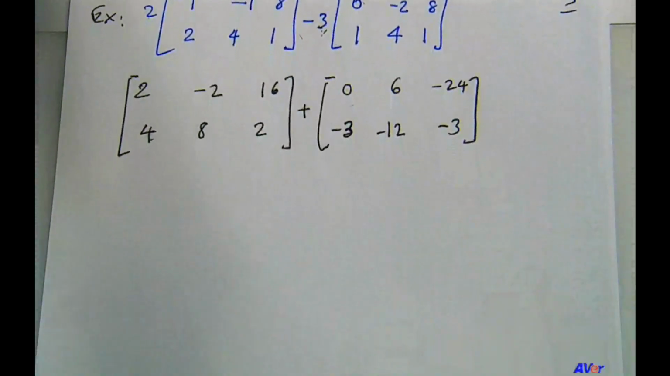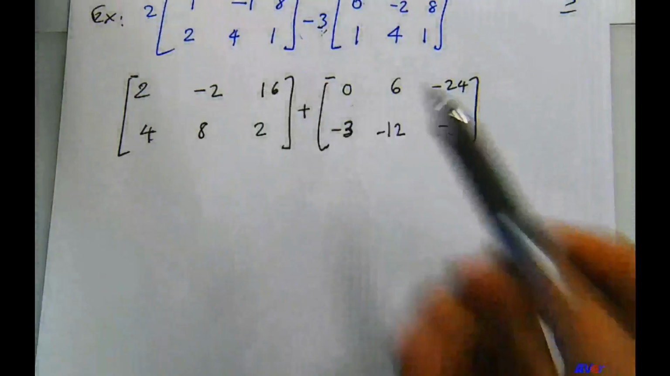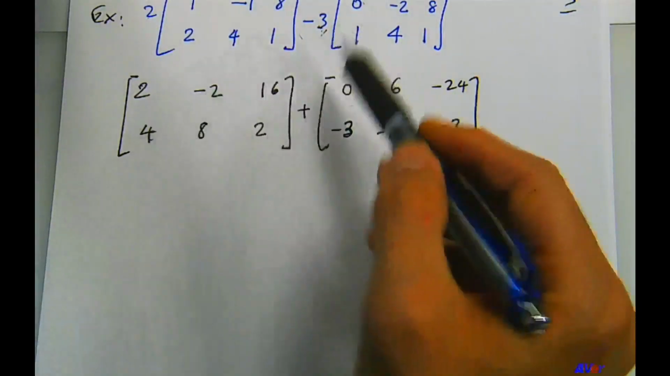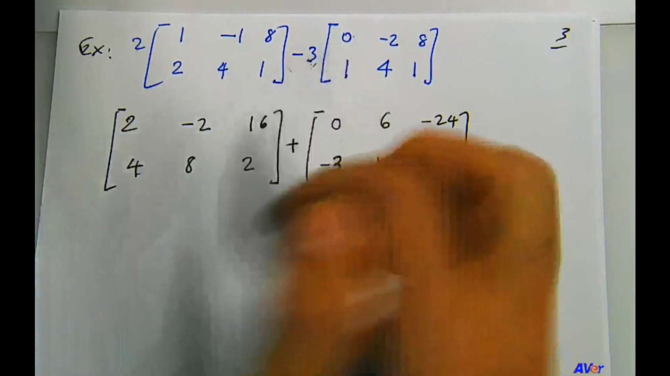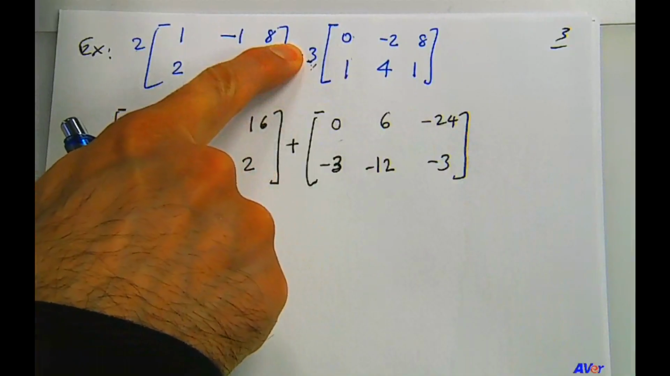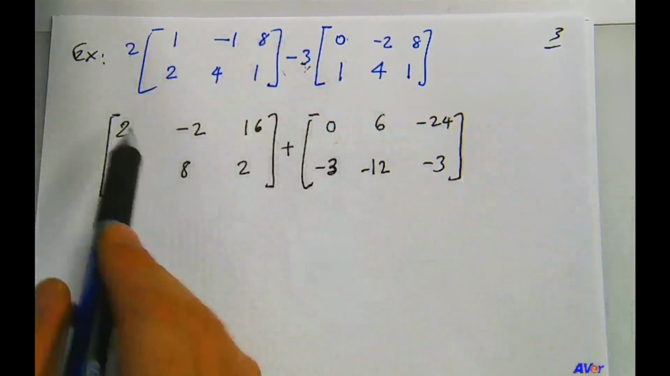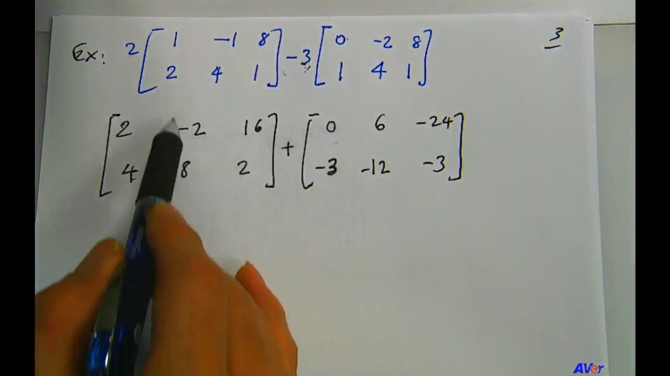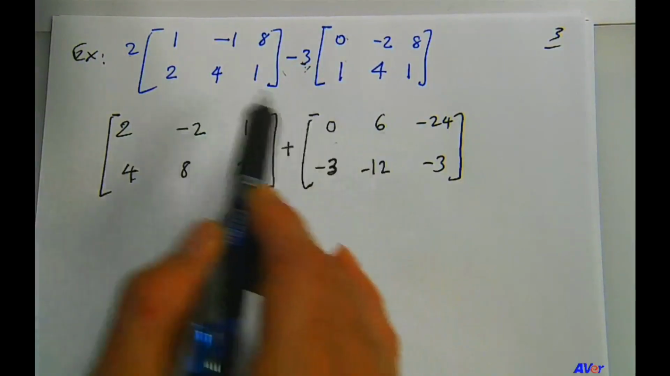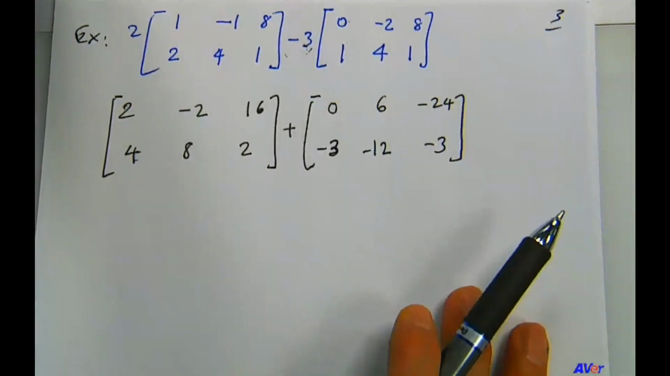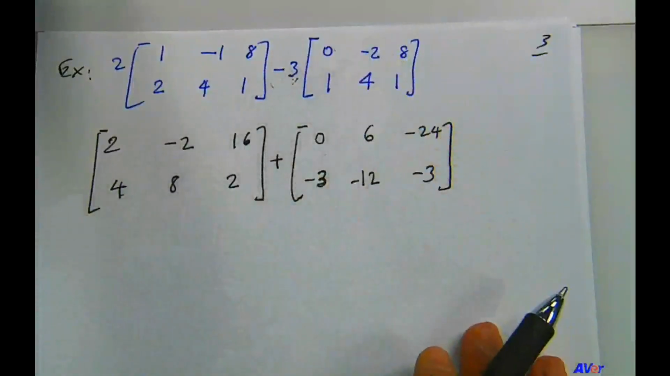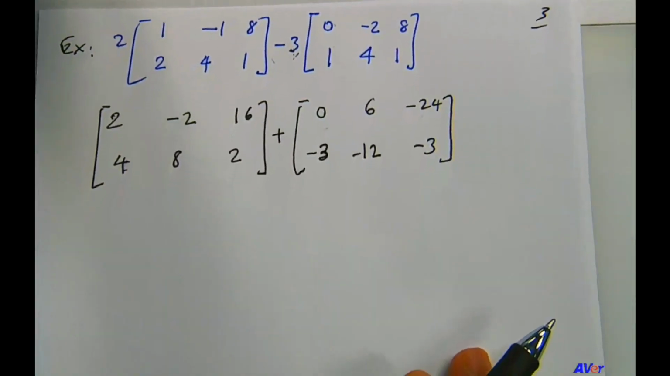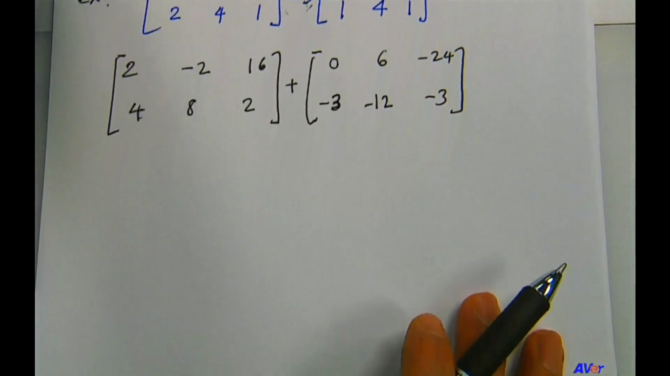That's always easier than subtracting the matrices. If I had not distributed the minus 3, if I had distributed just the 3 and kept the negative, now I would have to subtract, and I would say 2 minus 0, minus 2 minus 6, 16 minus negative 24, minus 12. That's always more difficult than adding matrices. So that's why I distributed this negative 3 from the outset. Now all I have to do is add the numbers, not subtract them.